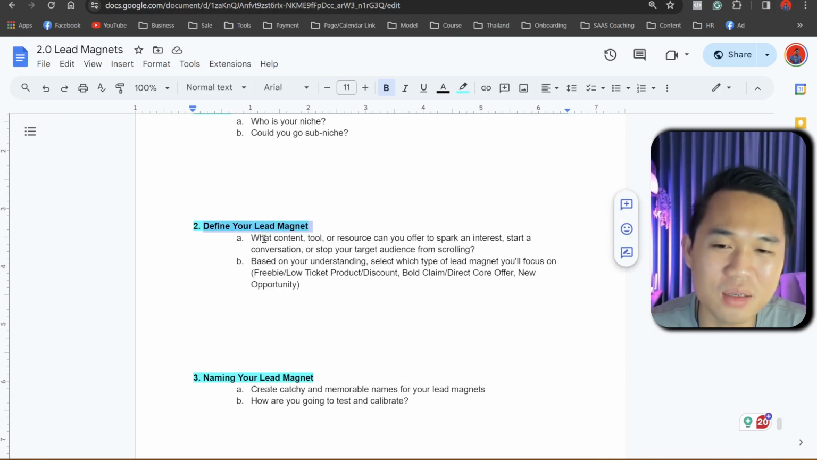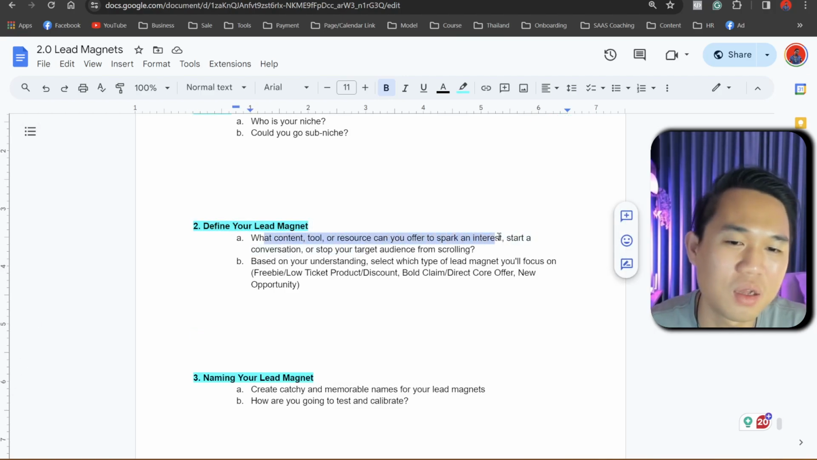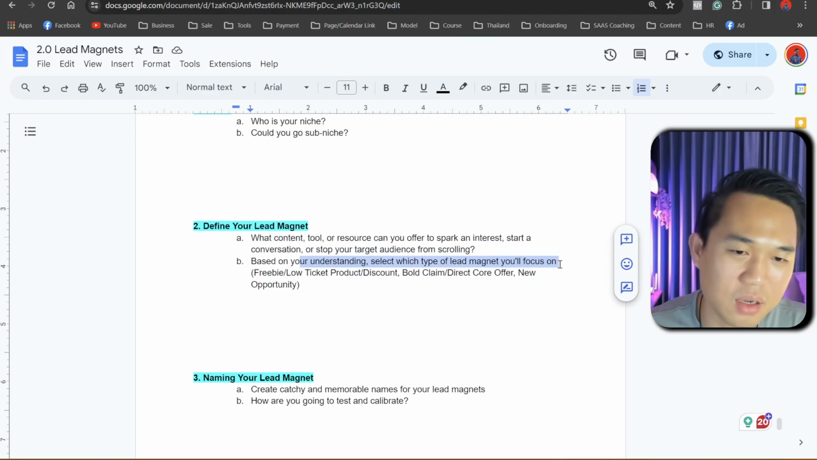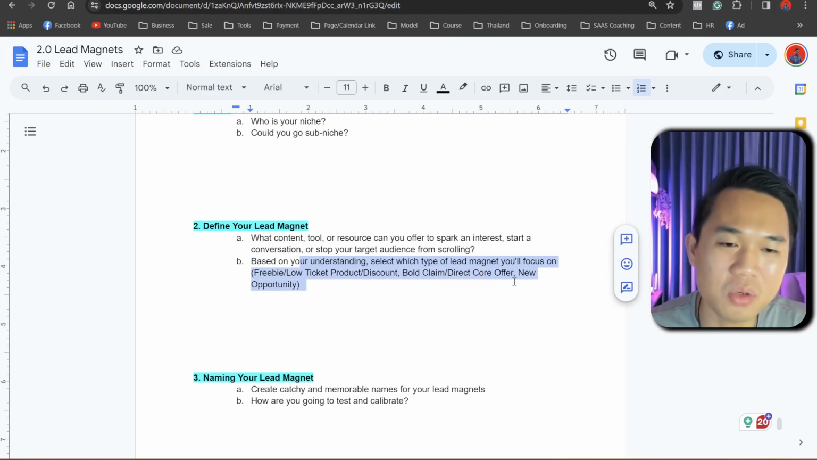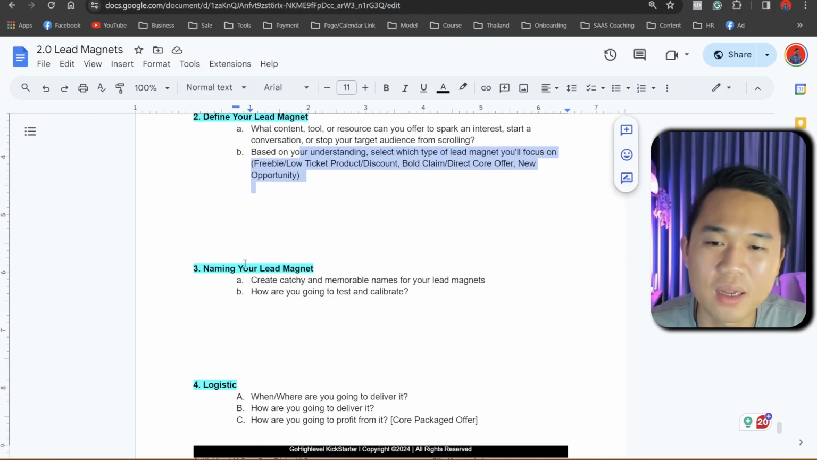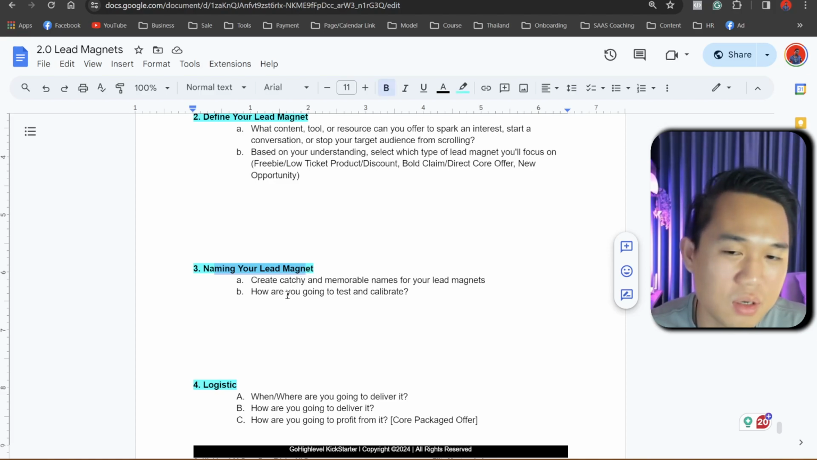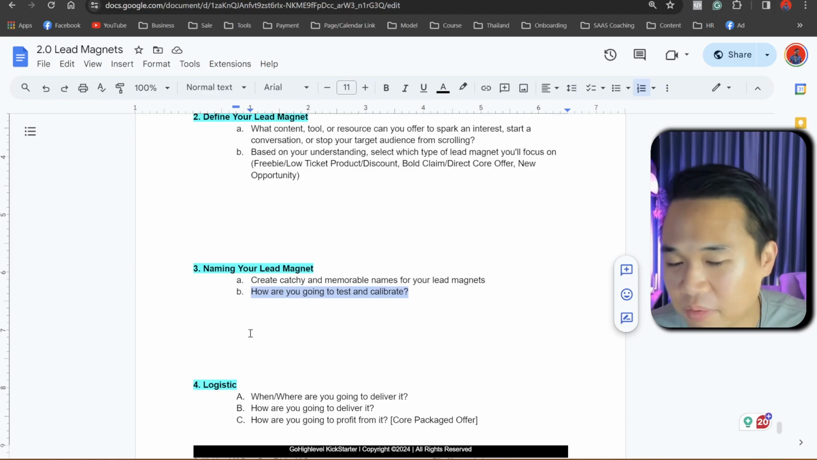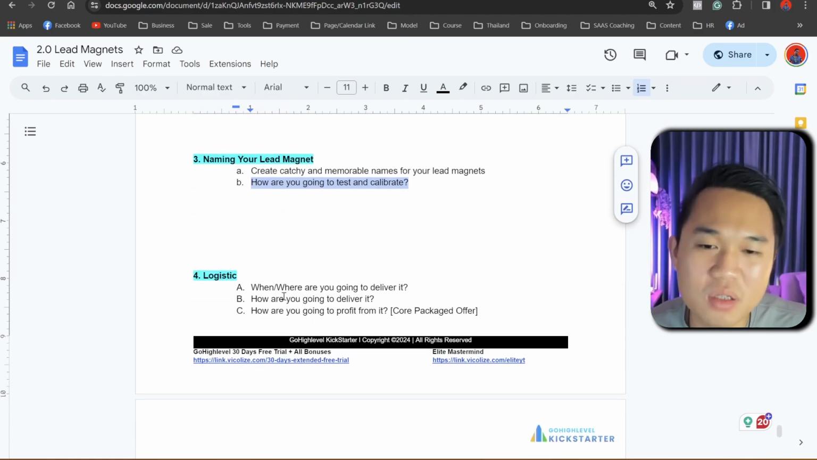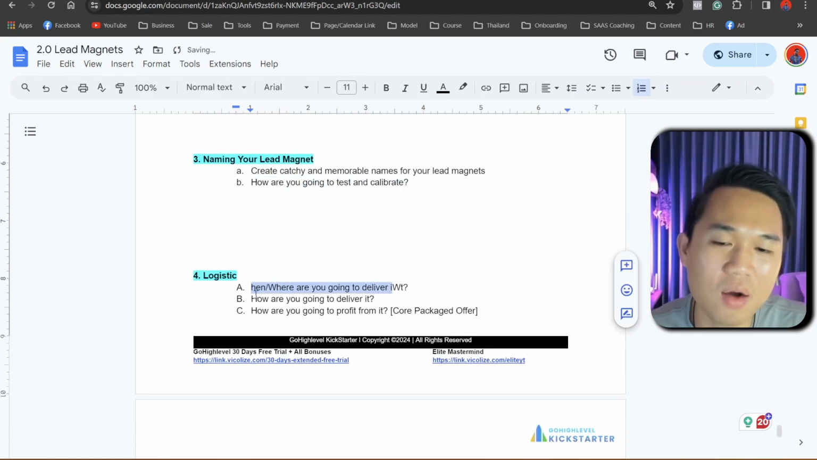Define your lead magnet. What content, tool, or resource can you offer right now to spark interest and stop people from scrolling? Based on your understanding, which type of lead magnet are you going to focus on? The freebie, the bold claim, or the new opportunity? Naming your lead magnet: how can you dress it up differently with different words, and how are you going to test it and calibrate based on feedback, right? And logistics: when and where are you going to deliver it? How are you going to deliver it? And how are you going to profit from it?